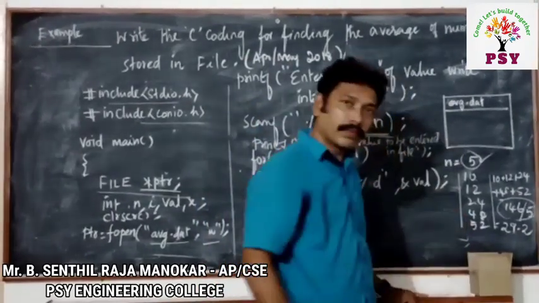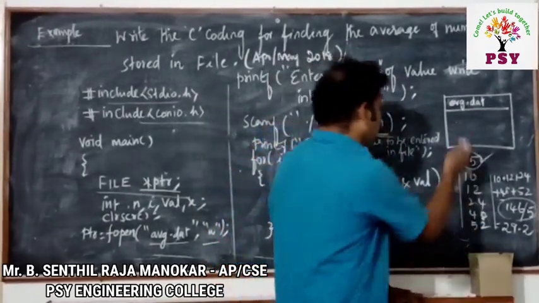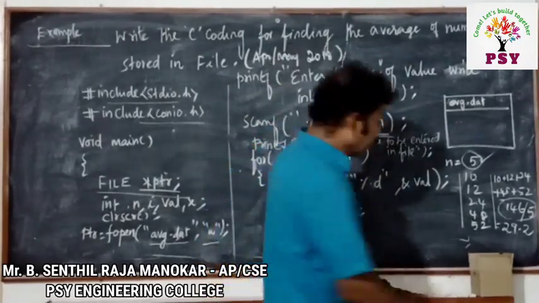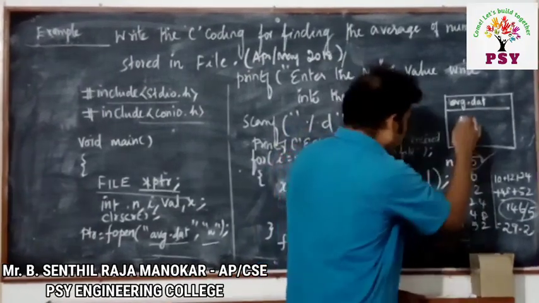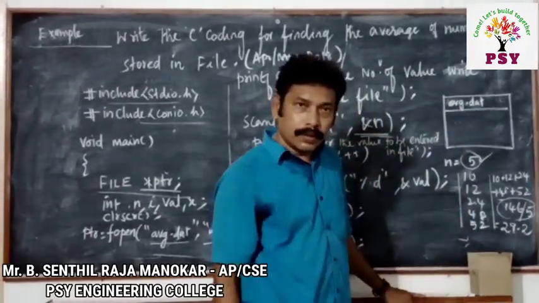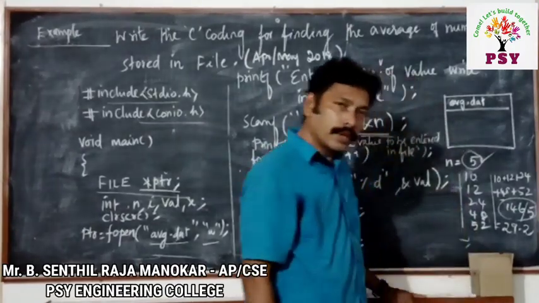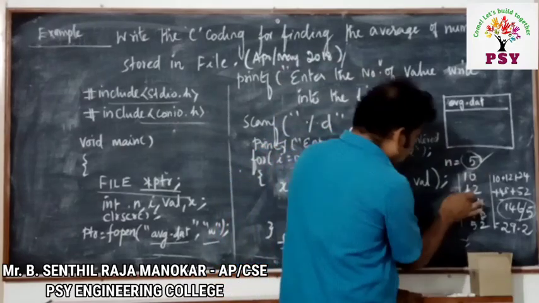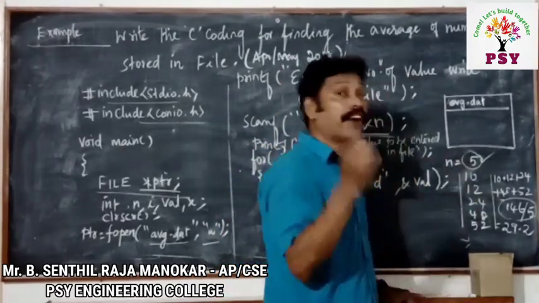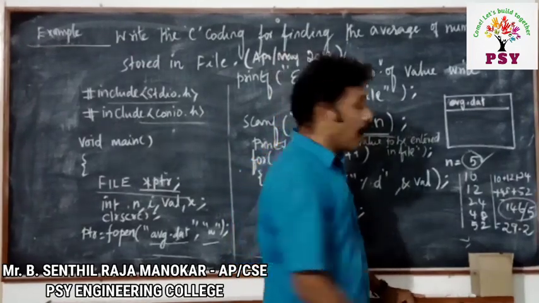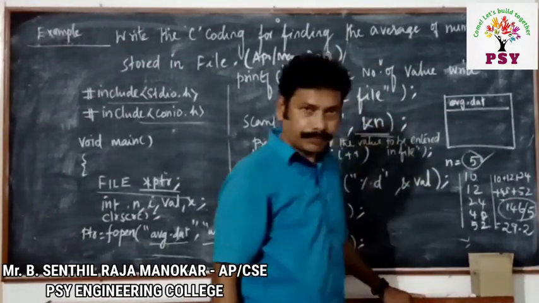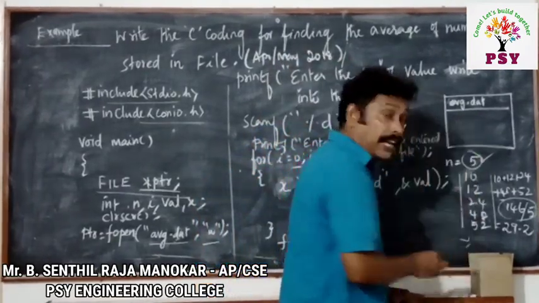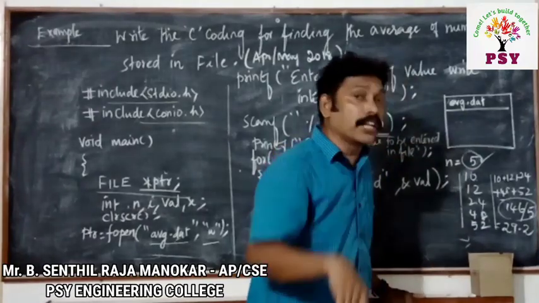This input we have to get from the file, not from the console. That's the most important point. If I want to enter this input into the file, I must use an input device, no problem at all. After entering this value into the file, I must use file functions for doing all operations. That's the most important point. So this value will be there in the file, and I have to get this value for calculation of the average.